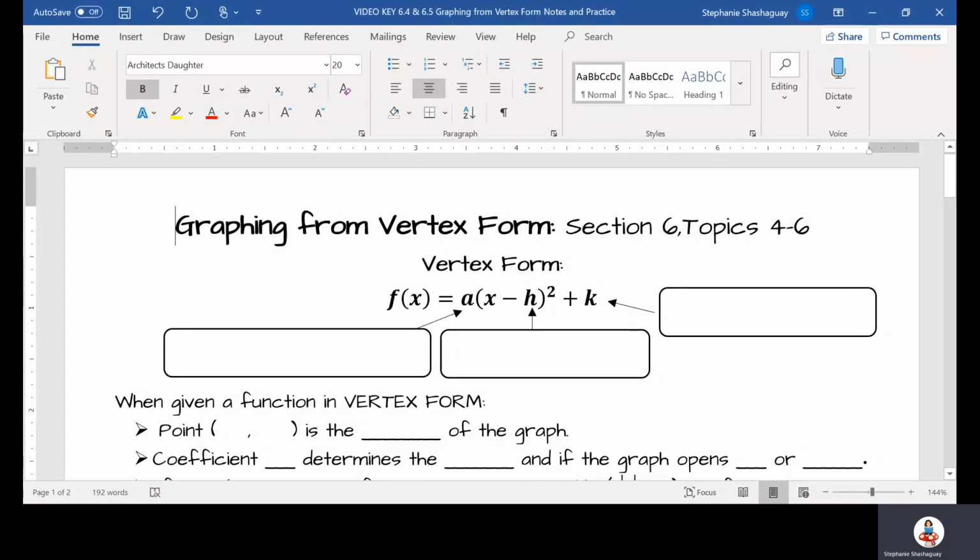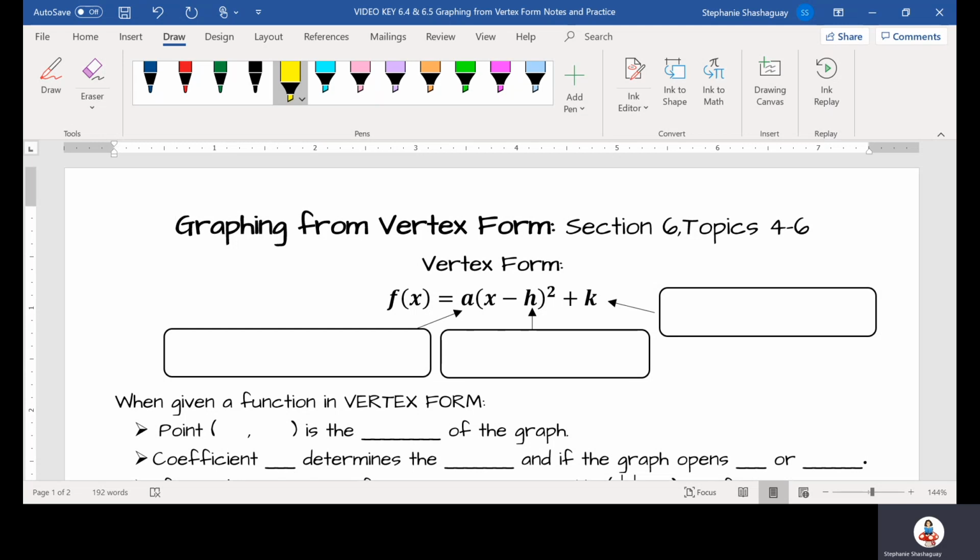Okay, today we're going to learn about graphing from vertex form, which is section 6, topics 4 through 6 in Math Nation. So what is vertex form? Vertex form looks like this. f of x equals a times x minus h squared plus k.